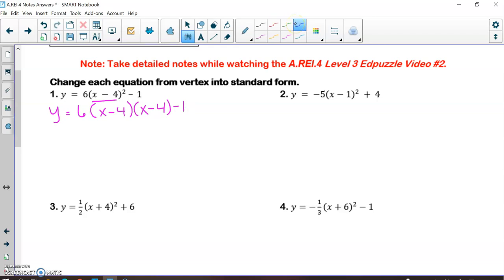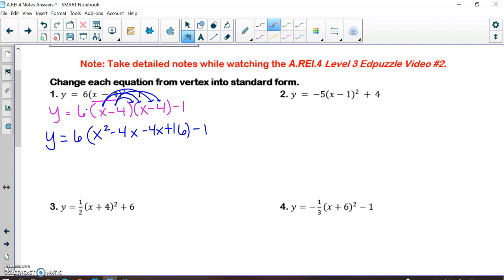So now we're going to FOIL the x minus 4 times the x minus 4. So I'm going to have y is equal to 6 times, and I still need to leave this in parentheses because the 6 is going to be multiplied by the x minus 4 times x minus 4. So an x times an x is x squared. An x times a minus 4 is a minus 4x. A negative 4 times an x is another minus 4x. And a negative 4 times a negative 4 is a plus 16. And then I still have that minus 1 on the outside.